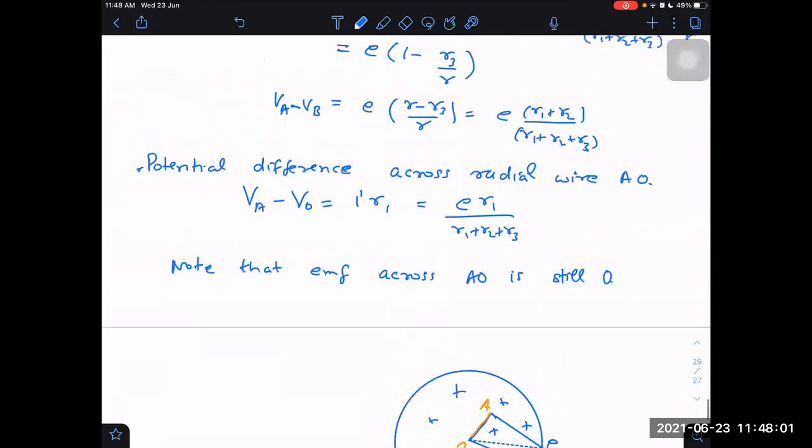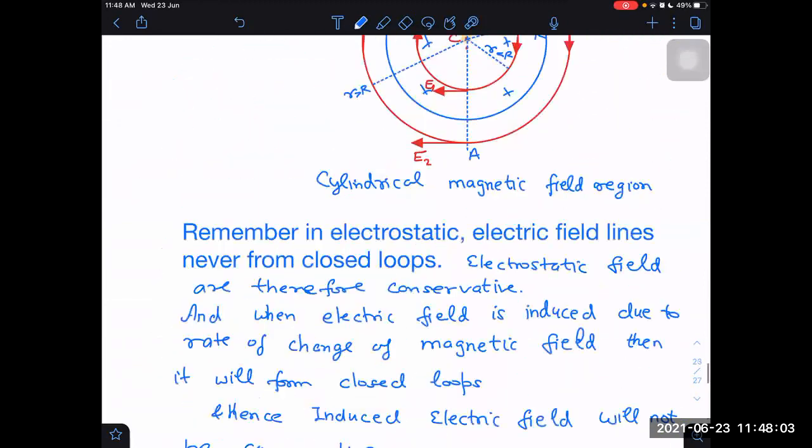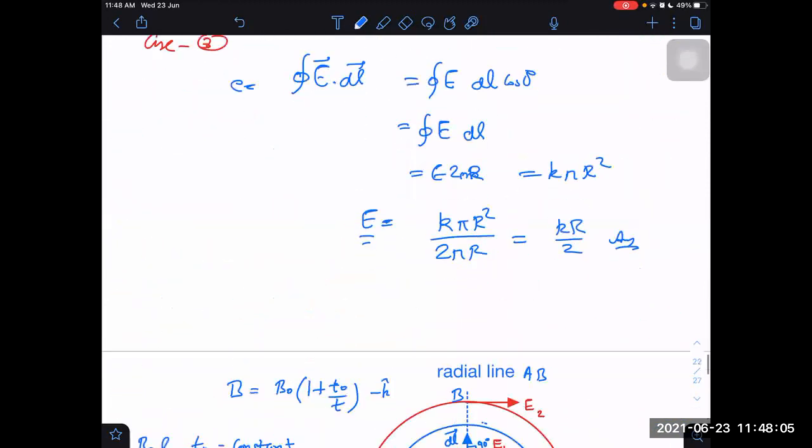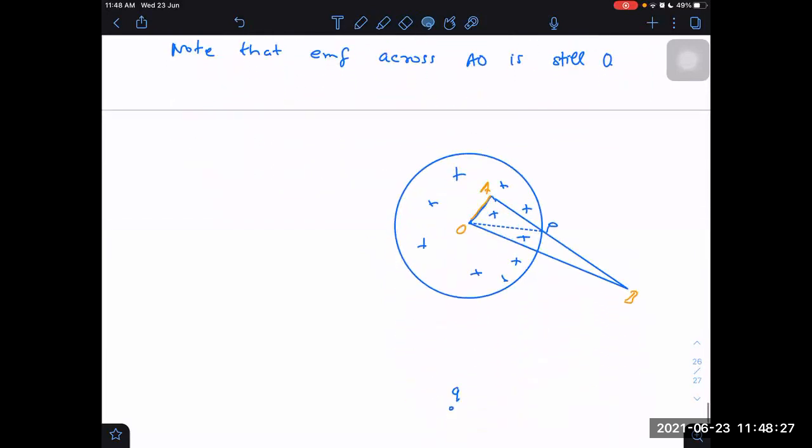Next, I told yesterday that there are certain problems still to be done. But wait a second, because I started induced EMF, let me finish this topic properly first. Then I will come to that case. Sometimes questions are asked in which there is just a charge kept somewhere, which is at rest, inside the cylindrical magnetic field region. Let me bring that region again. Not this one. This.